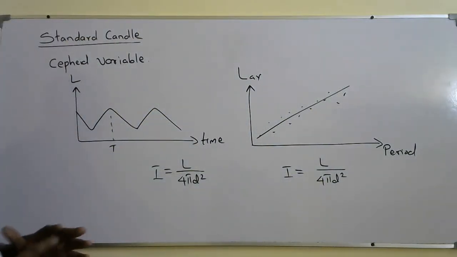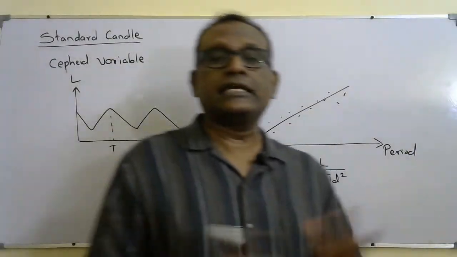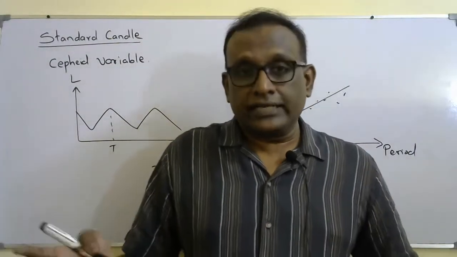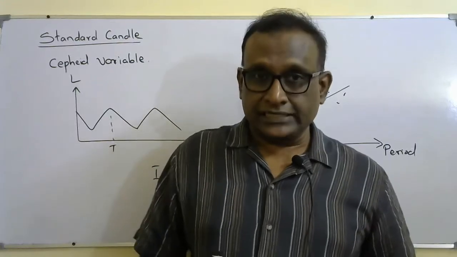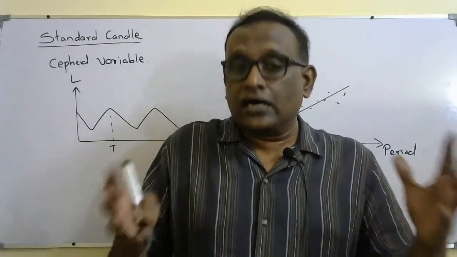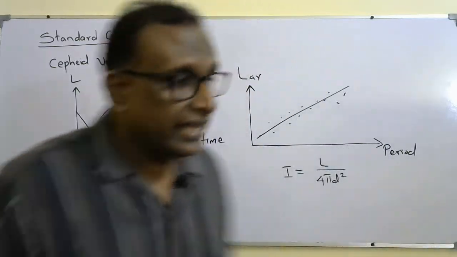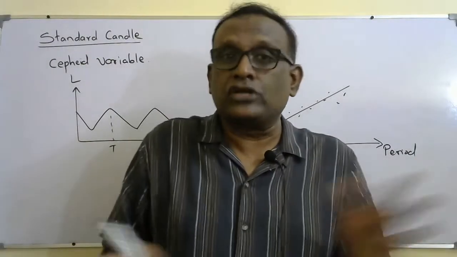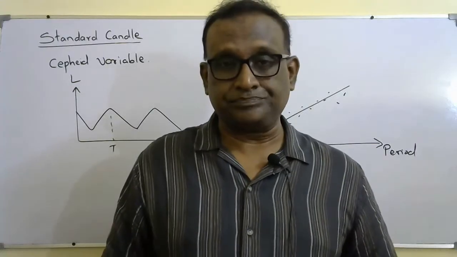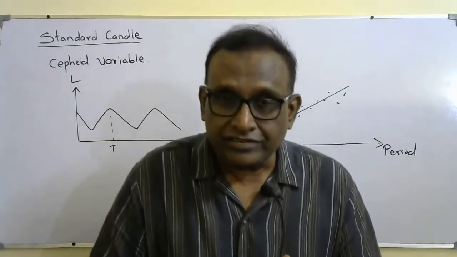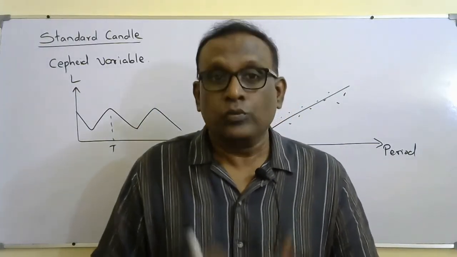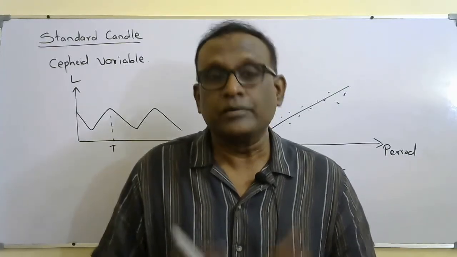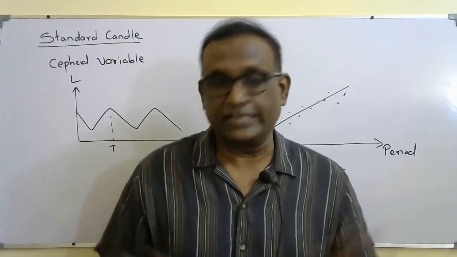Cepheid variable means a star that has periodic expansion and contraction due to periodic variation in its pressure. So its luminosity will vary periodically. Different stars have different periods of expansion and contraction. There are many Cepheid variables closer to us. We can measure their distance by using trigonometric parallax without any problem.